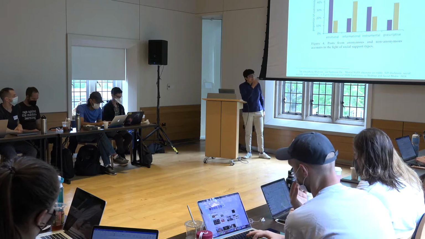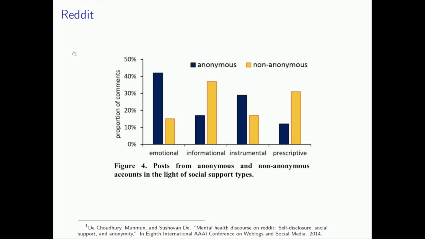Another example is provided by research looking at blogs and internet forums, and this is research by Monmunda Chaudhry and Shushavan Day. They look at Reddit, and they look at essentially social support provided on mental health forums, again through text analysis applied to forum data from the Reddit API.